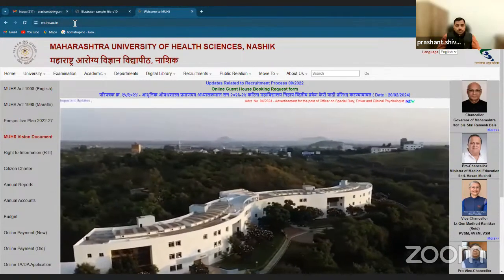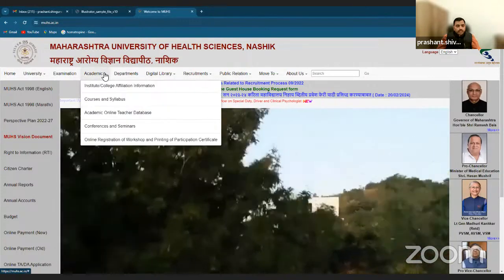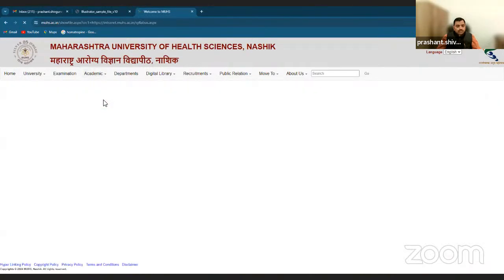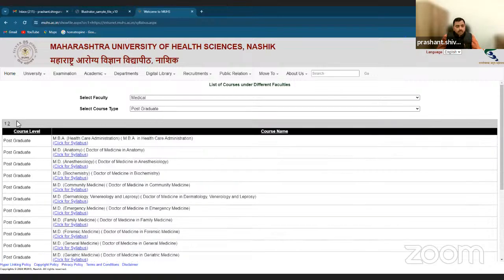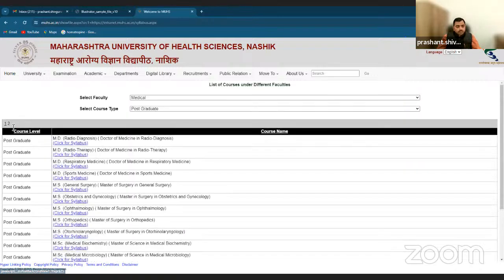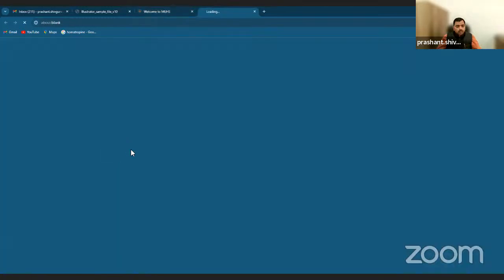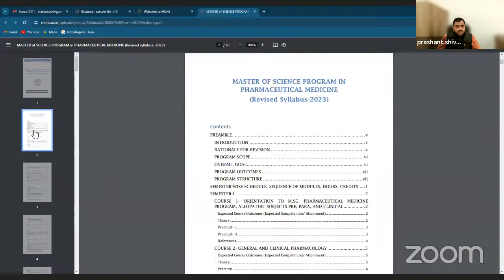In the web browser, put muhs.ac.in, and once the website opens, go to Academics, where a drop-down list of courses and syllabus will open. Out of that, choose the faculty as Medical and course type as Postgraduate. On the second page, at the bottom, you will get the syllabus of the MSc Pharmaceutical Medicine. Just click on the syllabus and it will show a detailed syllabus. Go through it, you will find it interesting.